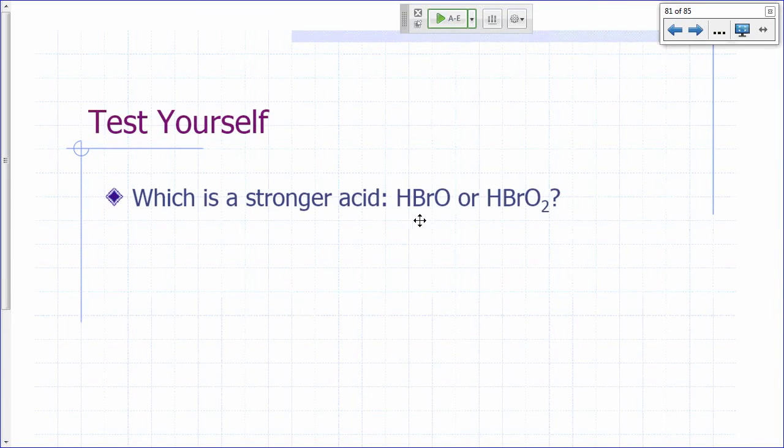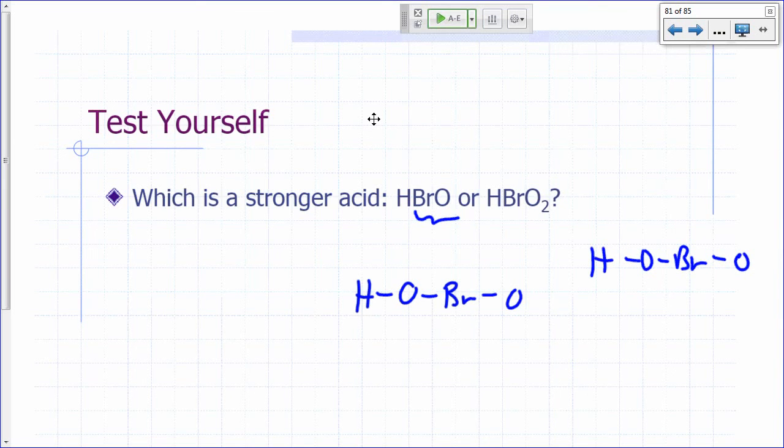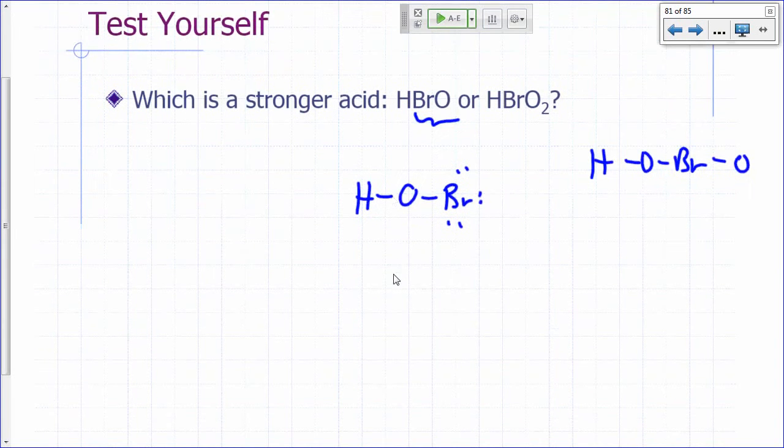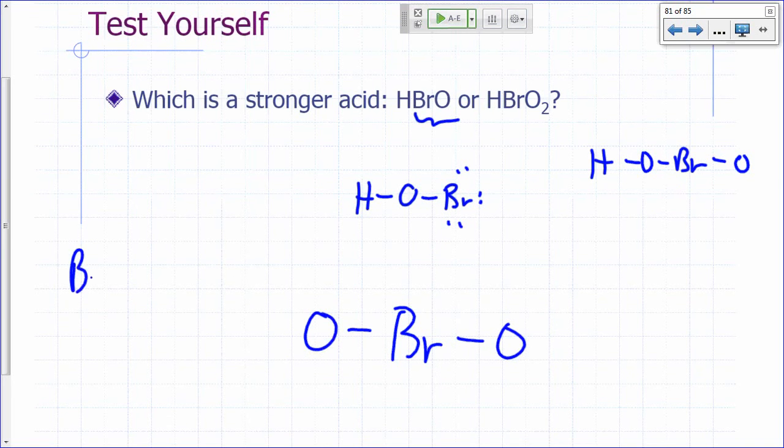Which one's a stronger acid, A or B? HBrO or HBrO2? What's HBrO? This is BrO minus. This is the bonding here. And this is HOBrO2. Oh, there's no O here. Okay, HOBr. Right there. And how do you complete this structure right here? How do you draw the structure of BrO2 minus? You remember?